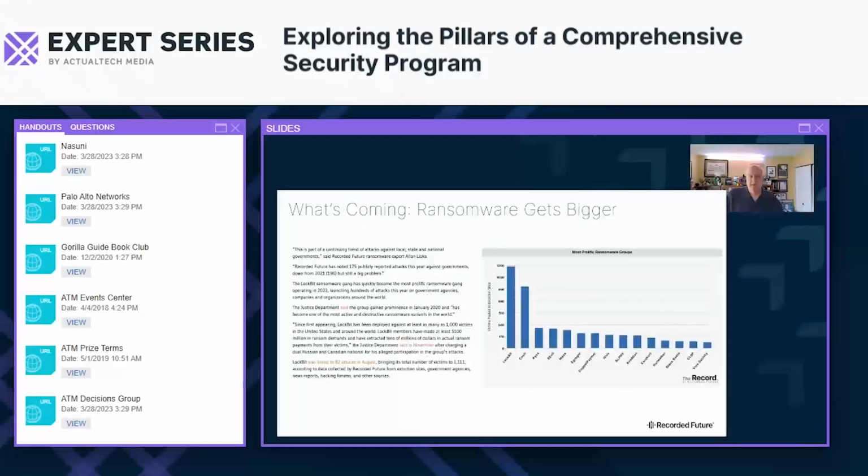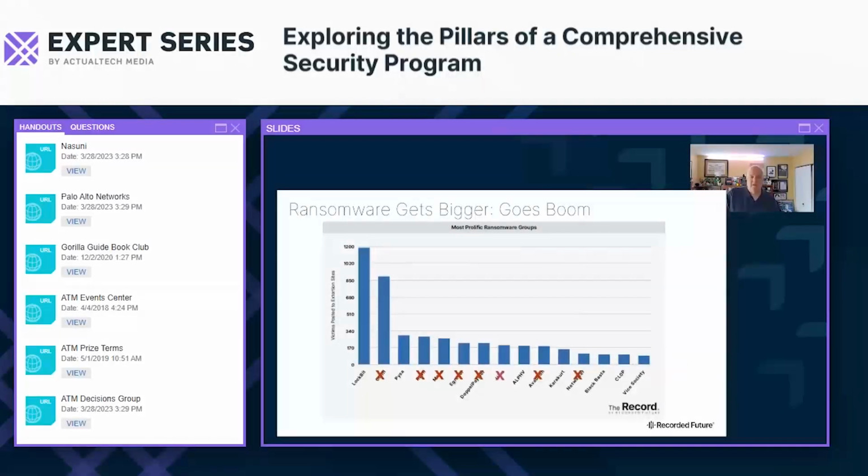We're also seeing a lot of ransomware get bigger. Lockbit, for example, now has more than 1,500 victims posted to their extortion site. And we're seeing a lot of the ransomware as a service attract more and more affiliates, and so some of them are getting fairly large. The problem for them is they tend to get really large and then they go boom.